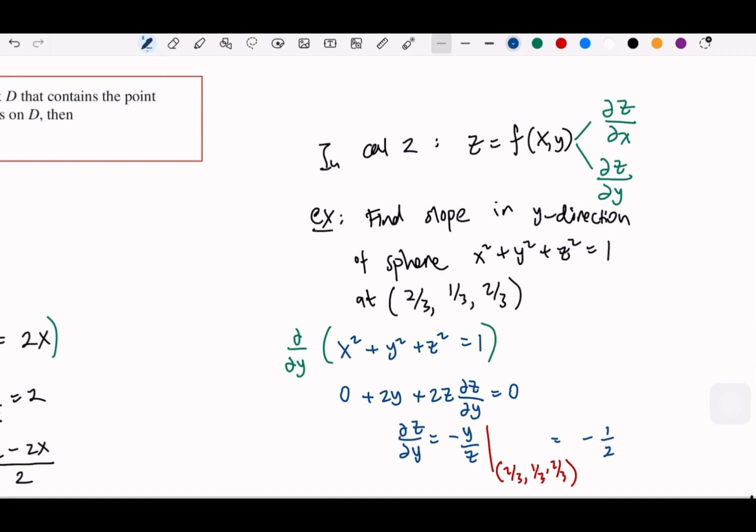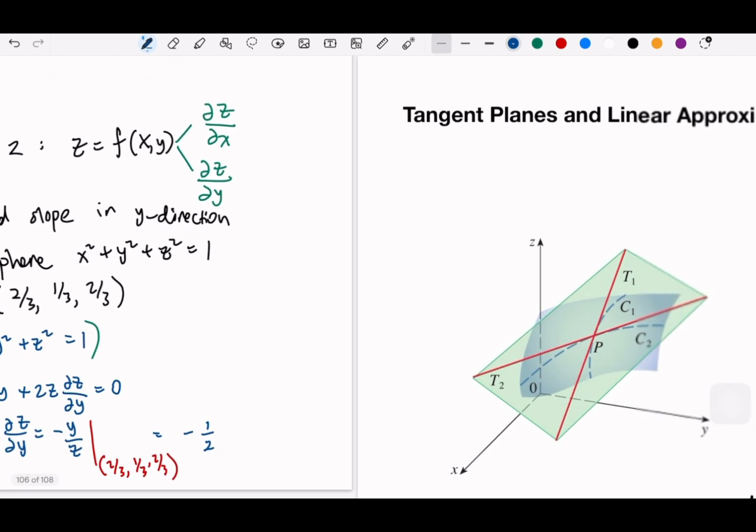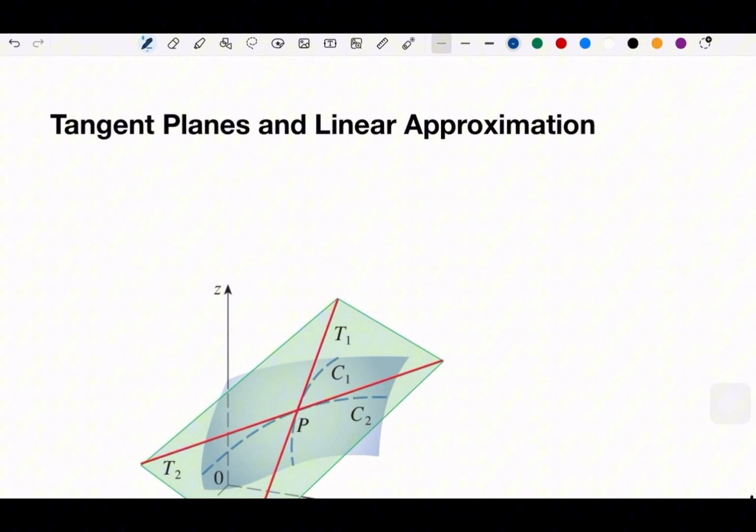Okay. So the next part will be the continuation of the graphs. So we are going to see the tangent planes that we want to achieve. So this next part will be the tangent planes and linear approximations.